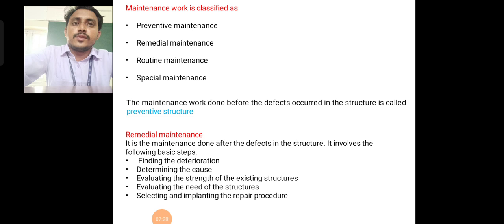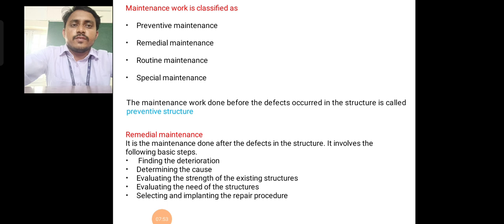So how will we remedy a particular structure, how will we remove the defects, or how will we restore those damaged structures? See, first, one by one, there is a procedure for how to resolve the problem, or how to remove those defects. So there is a certain procedure.